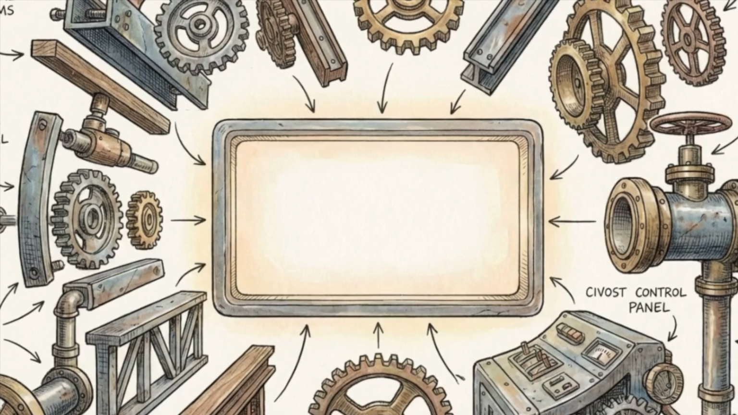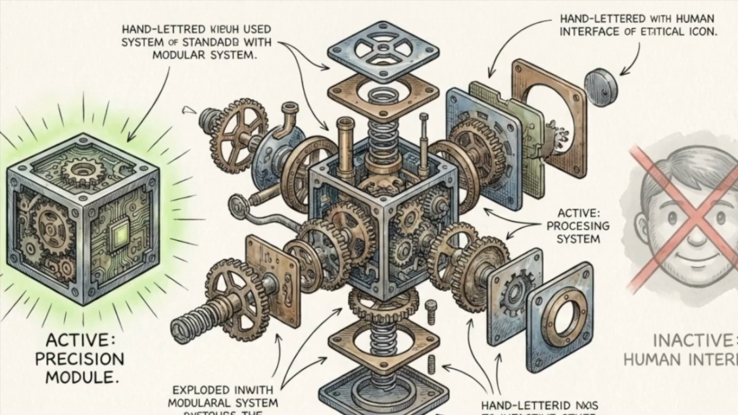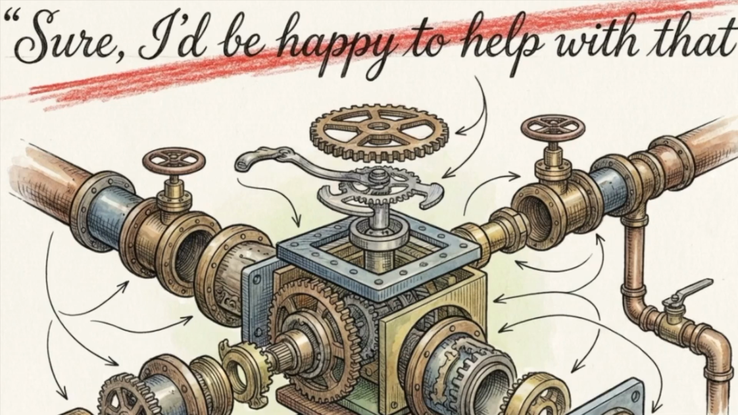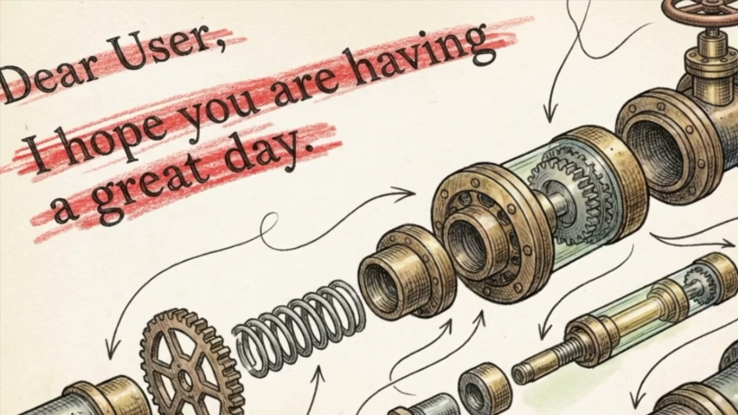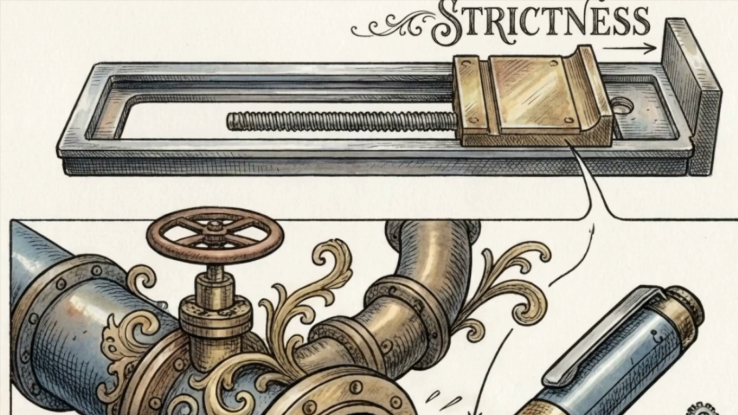We translate this physical design philosophy into our text prompt. Type in the instruction: prioritize utility first, favor function over form. Next, strip away the assistant persona. Instruct the AI that it is a tool, not a companion. Explicitly forbid conversational filler. Ban all emojis and introductory pleasantries. If you test this and the AI still responds with, "Certainly, I hope this helps," your constraints are too weak. You must return to the instructions and reinforce them.